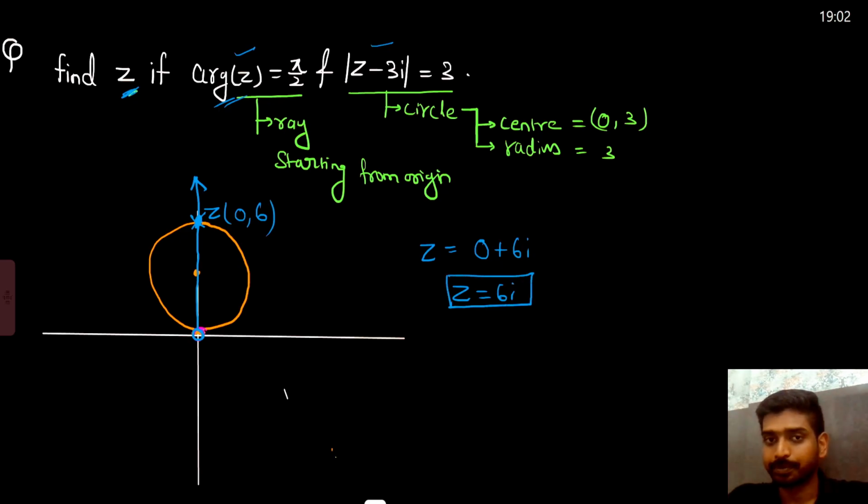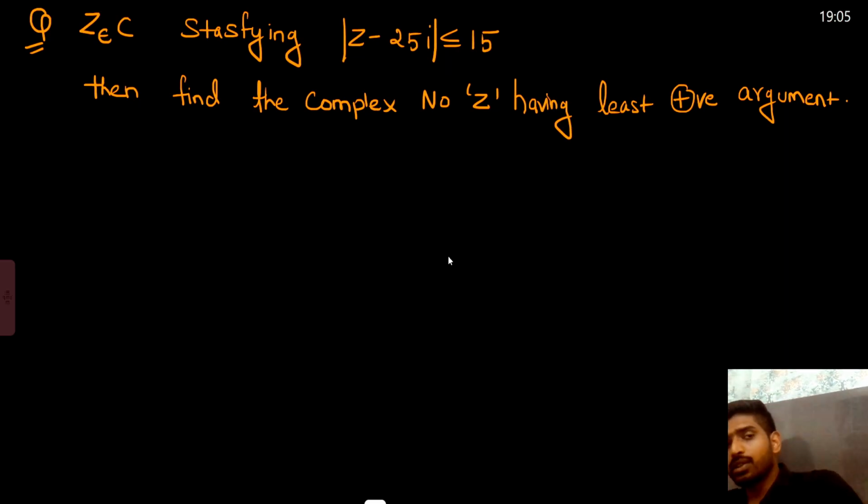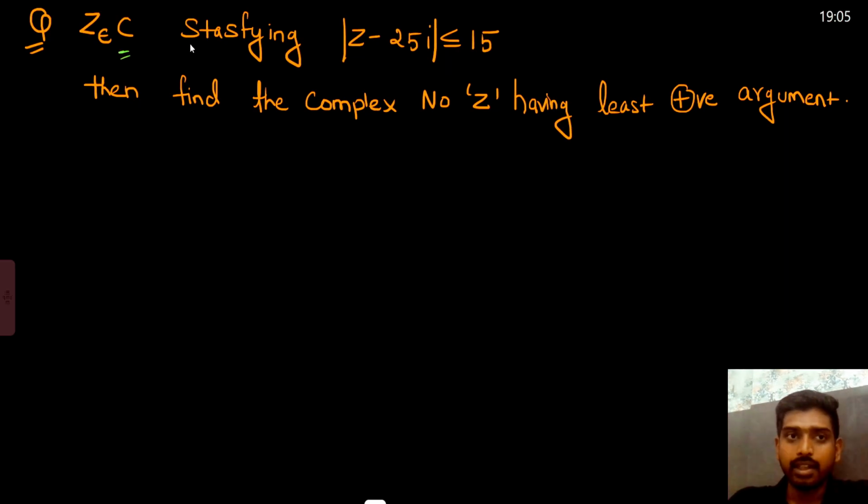Now next, we'll see this question. In this question they gave that z is a complex number satisfying the equation mod of z minus 25 iota is smaller than or equal to 15. Then find the complex number z having the least positive argument. First of all, tell me how many complex numbers satisfy this equation. There are an infinite number of complex numbers satisfying this equation. Out of those, they're asking which complex number has the smallest positive argument.